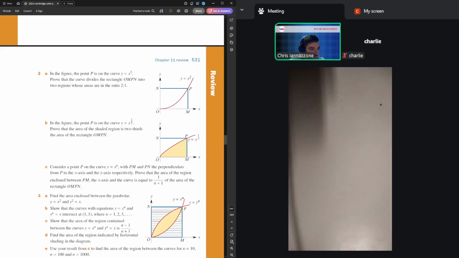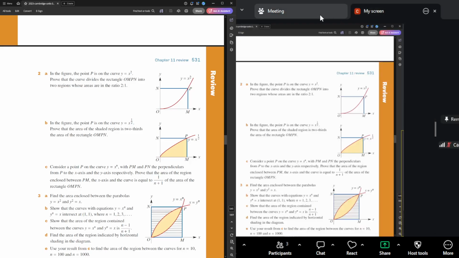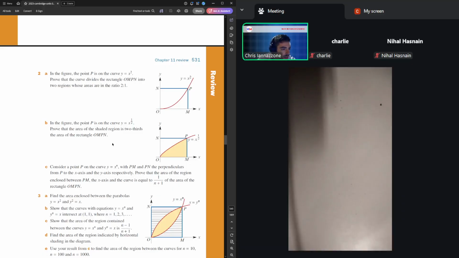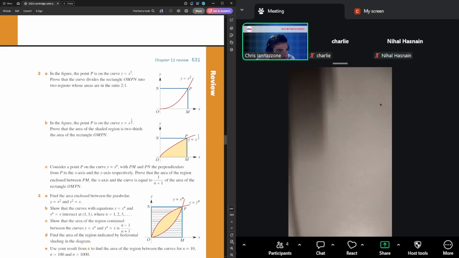Okay. We have a curve, x to the power of a half, that is the square root function. There's a point that exists along it such that you could create some sort of rectangle with the area, right? You've got point P, that'll have some y coordinate of capital N, some x coordinate of capital M. And it's very similar to the question in 2a, which was the ratio of 2 to 1. In this case, we're trying to prove that the area is 2/3 of the rectangle. So in other words, the yellow bit is 2/3 the size of the full rectangle. That's the goal. Very similar question to before.